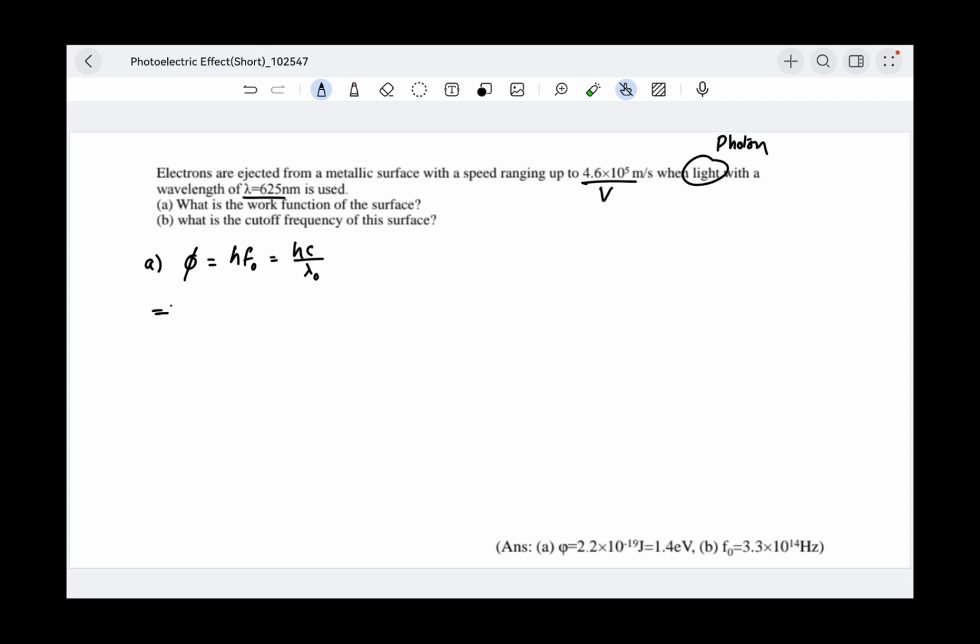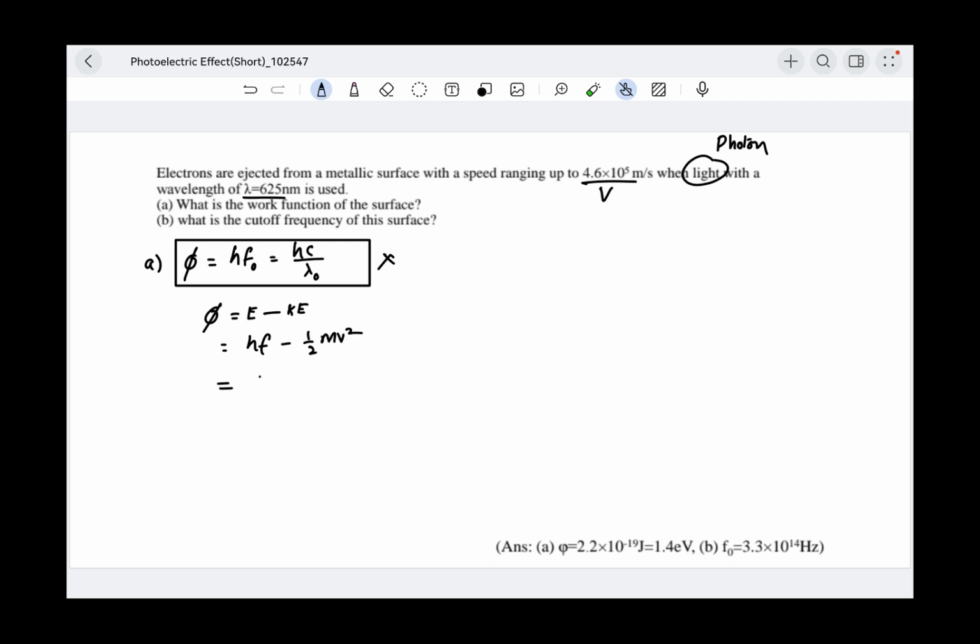So in this case, what is the work function? This is for the photon 625. So this formula is not useful for us now. So let's use the work function from Einstein's equation, that is the work function equals the energy of the photon minus the kinetic energy. We will use this one. So energy hf minus half mv square.